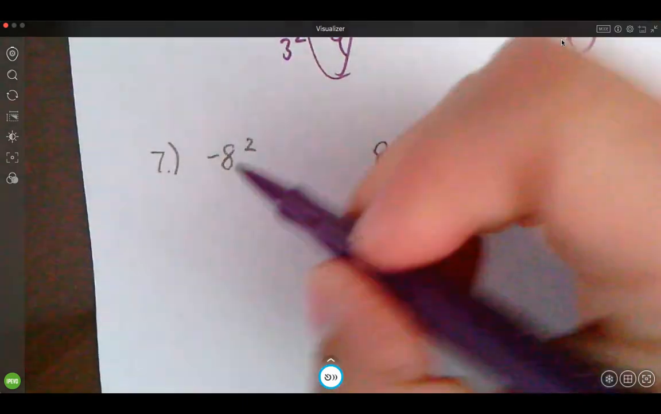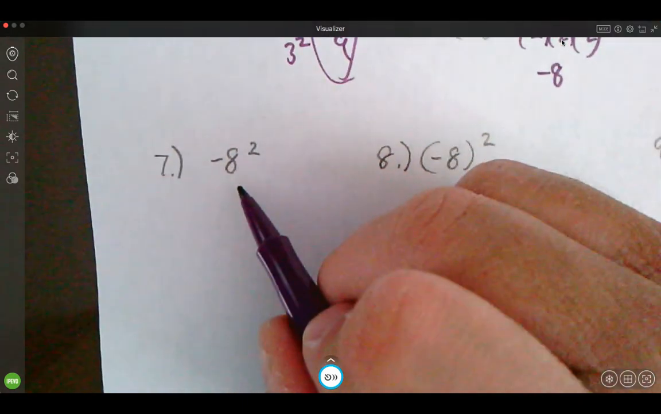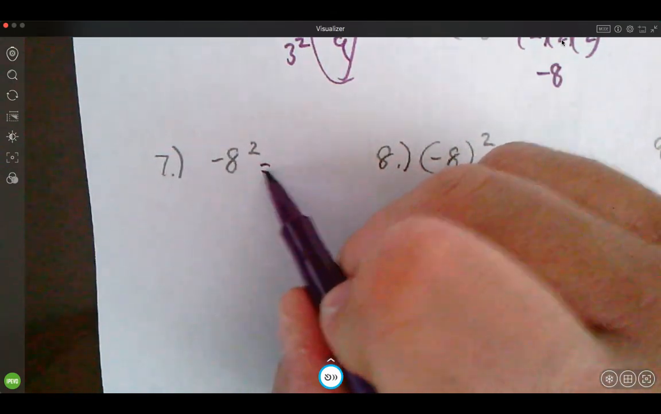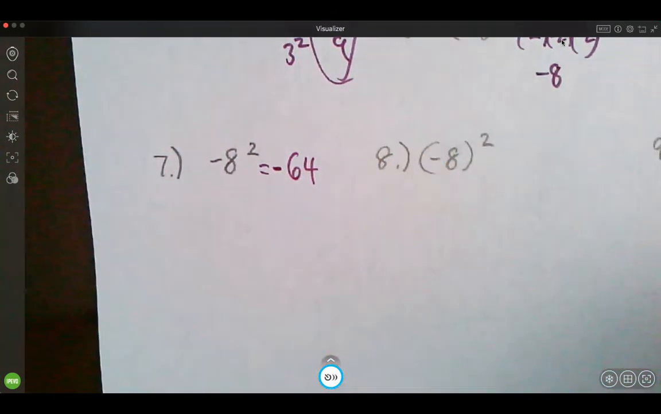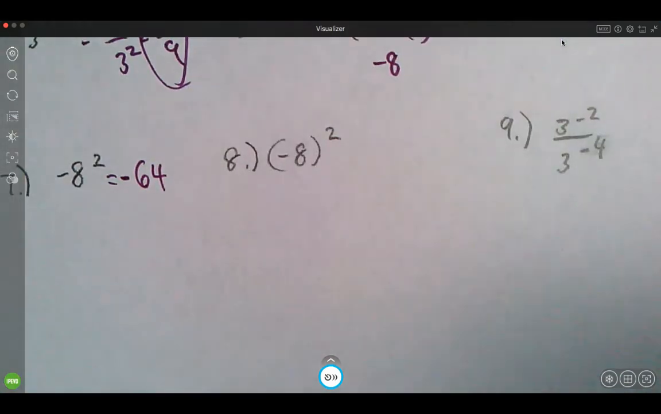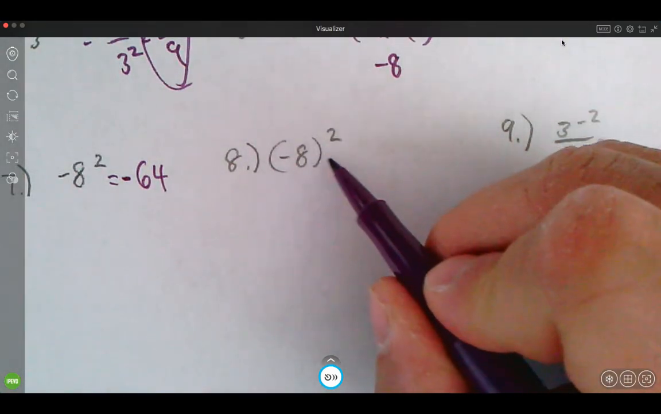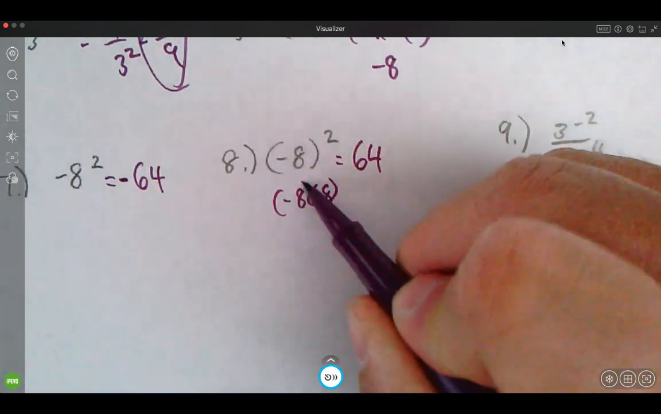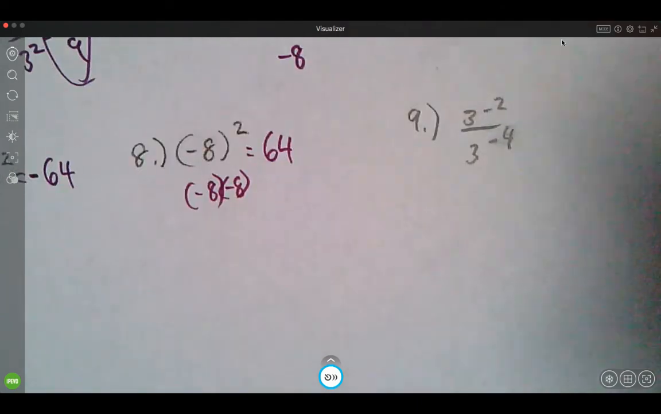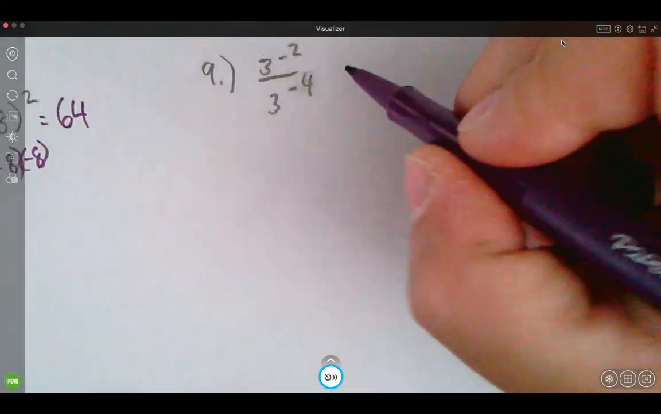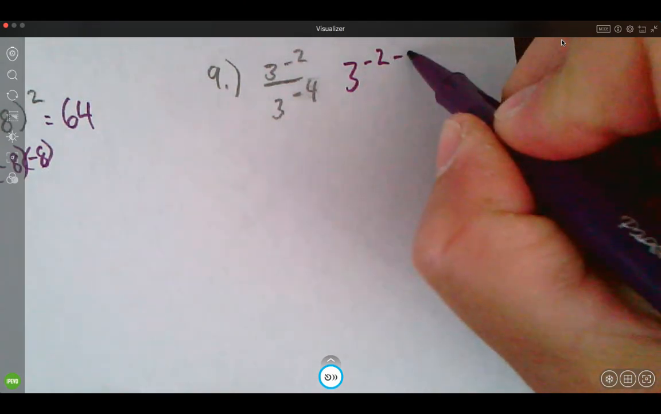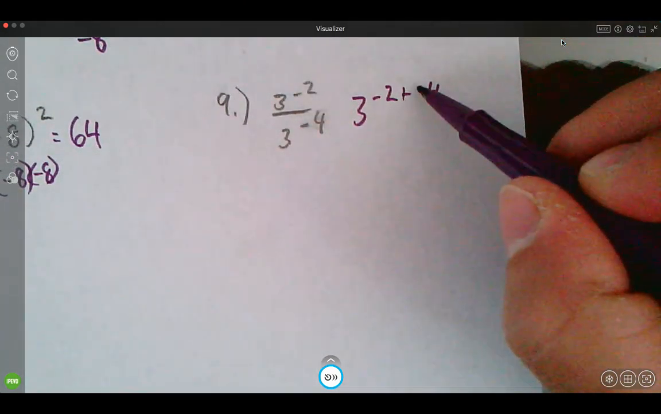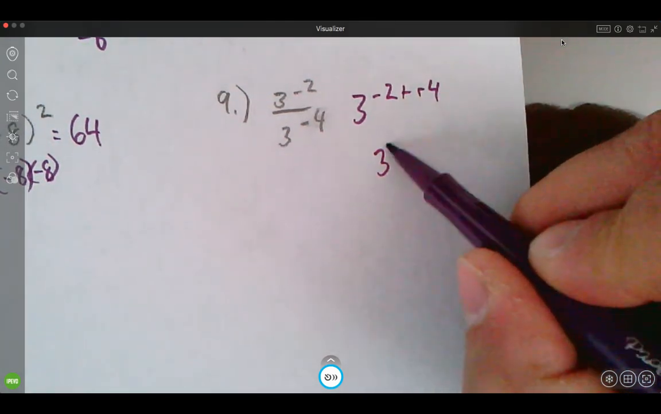Number 7. All right, this is that example, okay? There's no parentheses. So negative 8 squared is just going to be negative 64, and the negative just stays on the outside. Number 8. Oh, there is parentheses. This is going to be positive 64, because this is negative 8 times negative 8. I did that on purpose. Hopefully you see this one example. Then here, another subtraction problem. Number 9, 3 to the negative 2 minus negative 4. For the quotient rule, minus a negative is plus a positive, so that's actually just 3 to the second, which is 9.